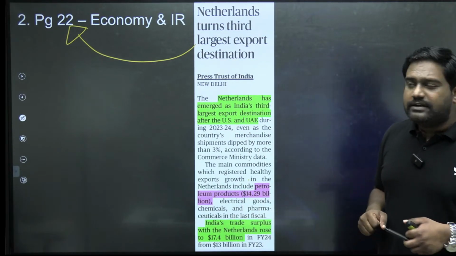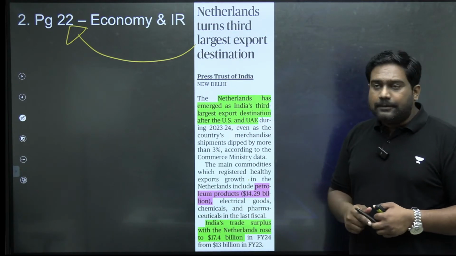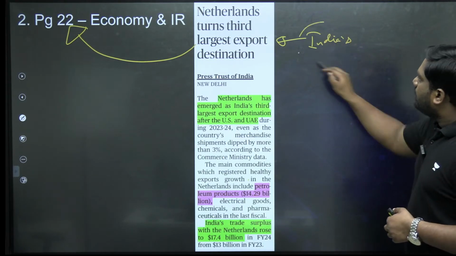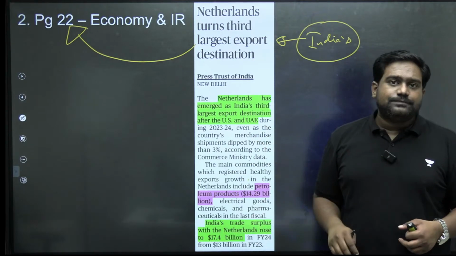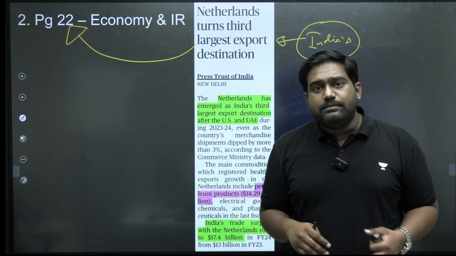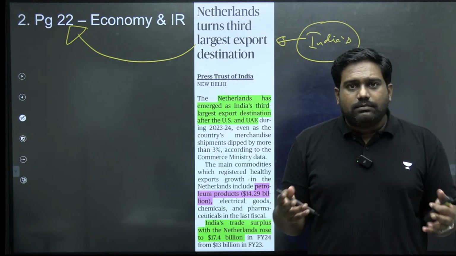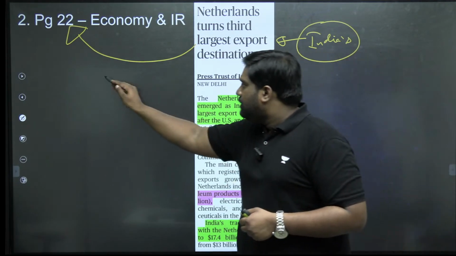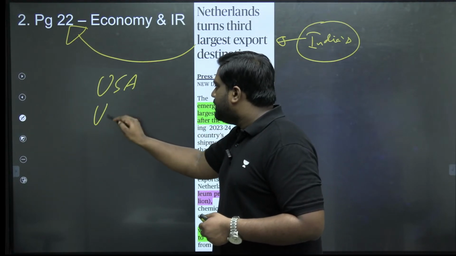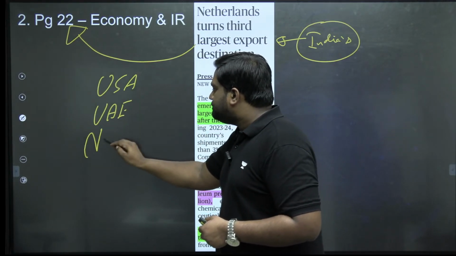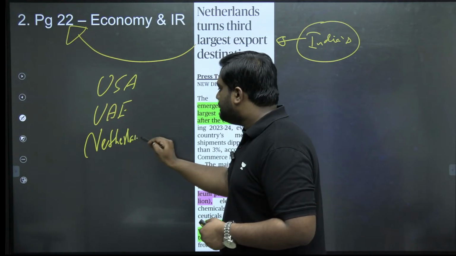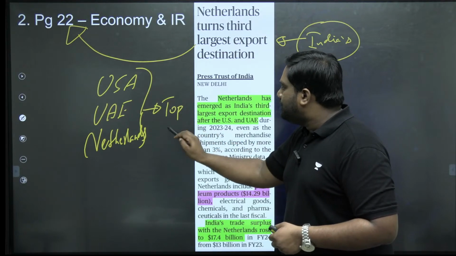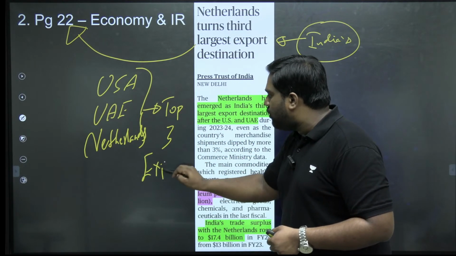On page 22 of the international edition, we have this article regarding India's foreign trade. There are some very interesting points. Recent data by the Ministry of Commerce paints a picture about India's foreign trade. And United States, United Arab Emirates, and the Netherlands have emerged as the top 3 export destinations for India.